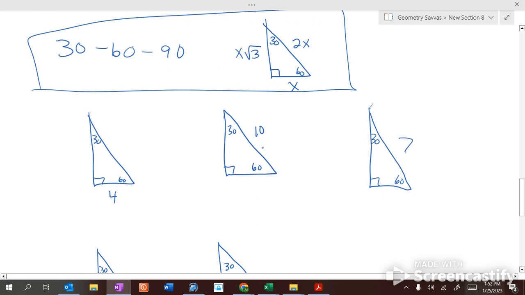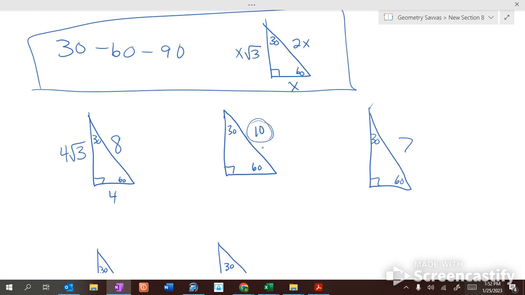So if the short leg is 4, what's the long leg? Multiply by square root of 3. And then if the short leg is 4, what's the hypotenuse? Multiply by 2 to get 8.